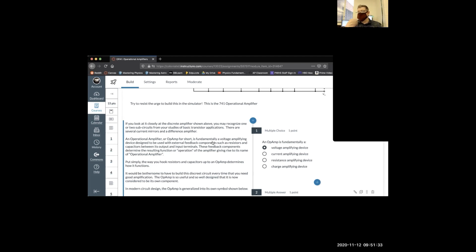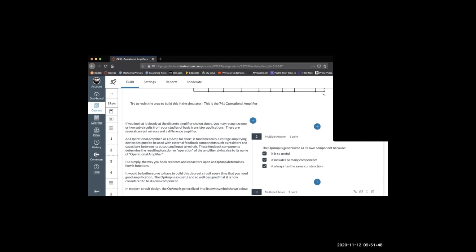We have classmates here who say that the reading is not their thing. But there's the question, there's the answer. So let's get them together there. An op-amp is fundamentally a voltage amplifying device. I have to do a little shifting around here.